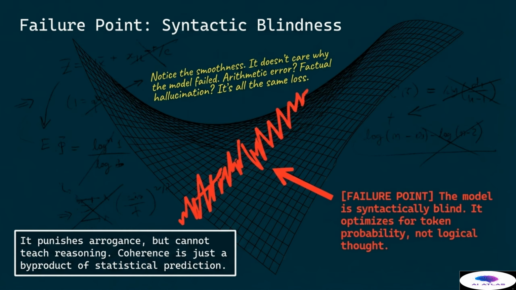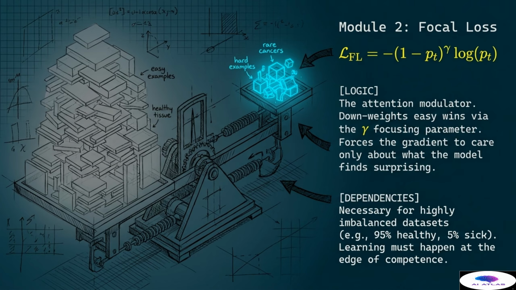This explains why an artificial intelligence can sound incredibly convincing while being completely wrong about a basic math problem. It is simply following the gradient across a landscape that does not distinguish between a typo and a logical fallacy. We must recognize that the model is a predictor of symbols, not a seeker of truth. Its intelligence is a reflection of the statistical density of its training data rather than an internal engine of logical thought. Moving to our second module, we explore focal loss, which acts as an attention modulator for the training process.